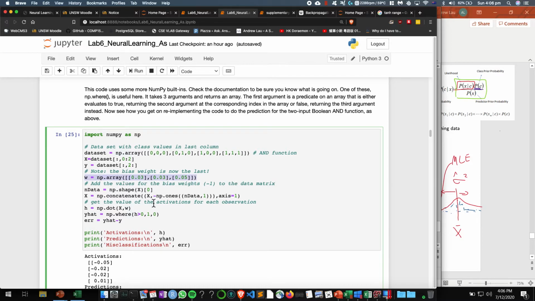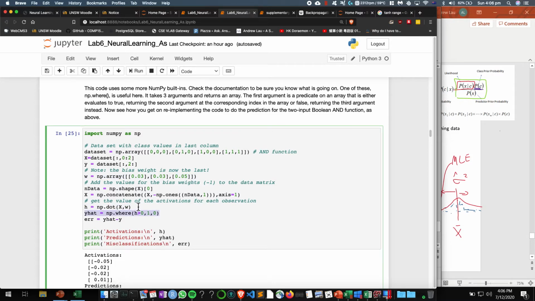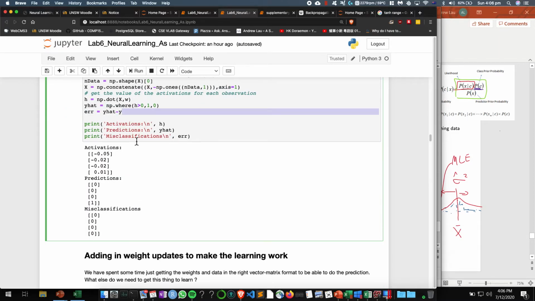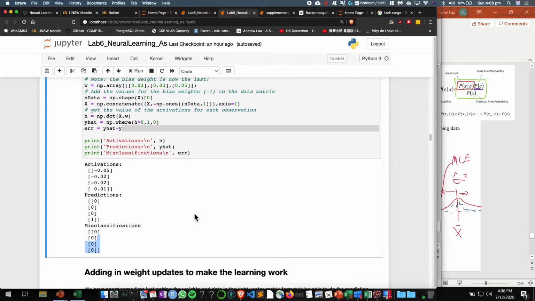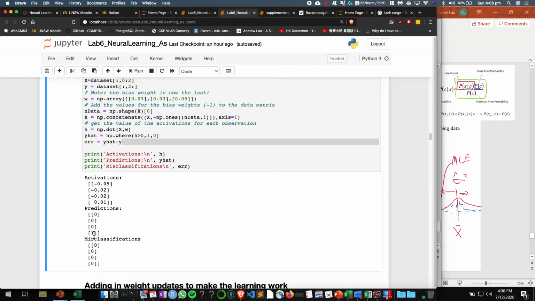We set the weights, and then we calculate our activations for everything, apply the sign function, and then look at the error. There we go: activations, predictions, no misclassification. Remember, this is the AND function, so it's only when x1 and x2 are both 1 that we predict 1, otherwise it will be 0. Cool.